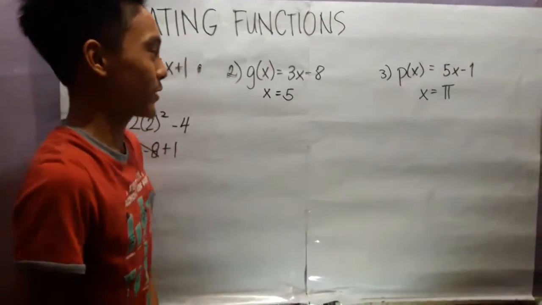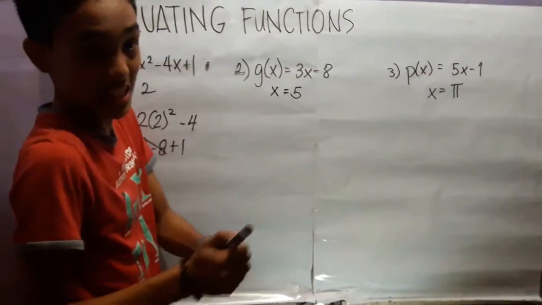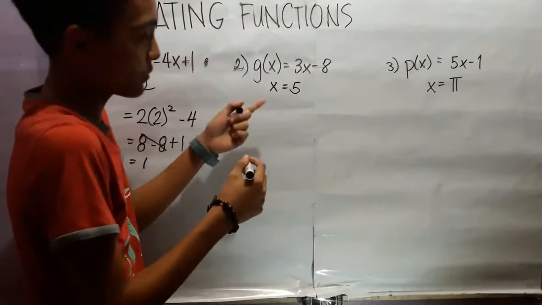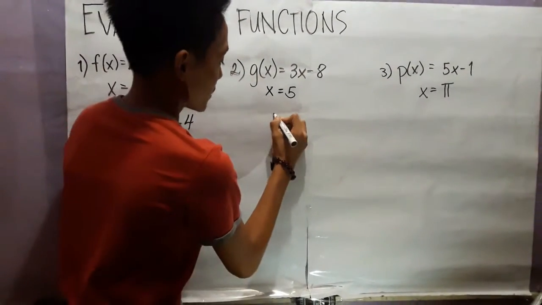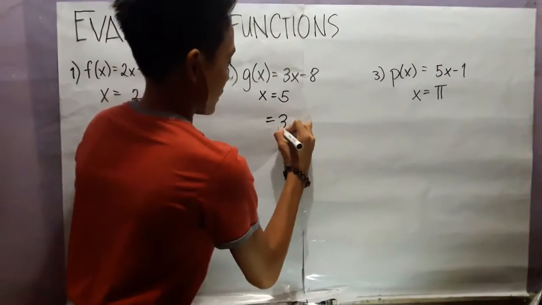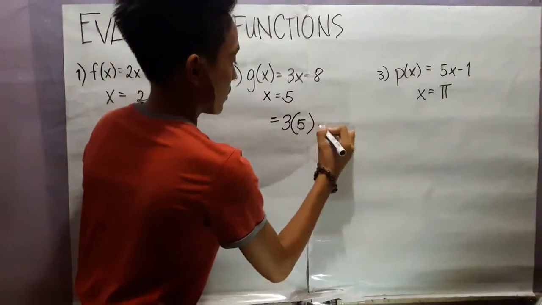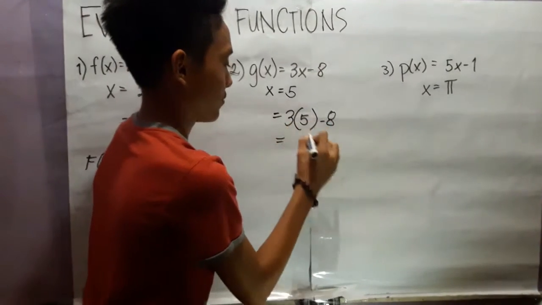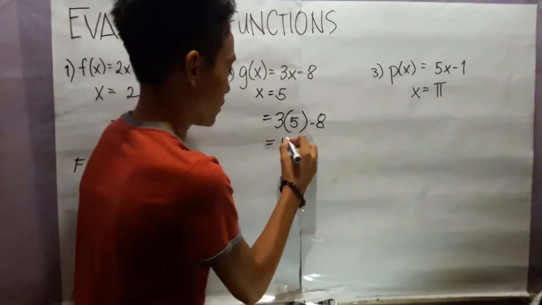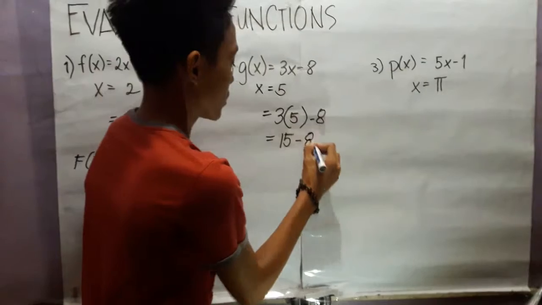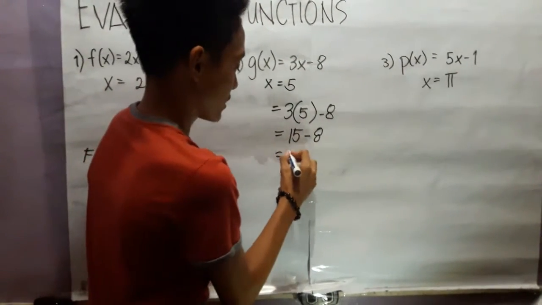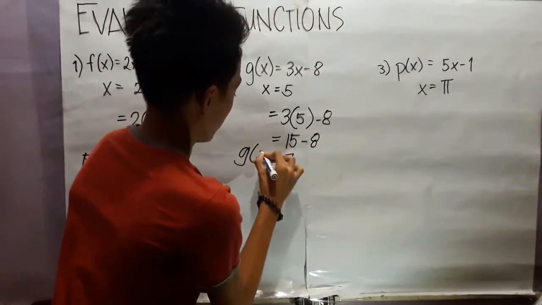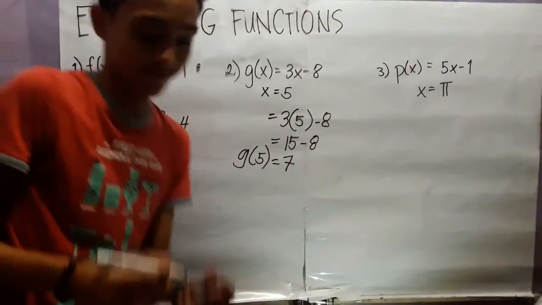Now let's move on to number 2, which is g of x is equals to 3x minus 8. So the value of x we have here is 5. So we're gonna substitute it. 3 times 5 minus 8. Now we're gonna solve it. 5 times 3 is equals to 15 minus 8. So it's equivalent to 7. So now, g of 5 is equals to 7.